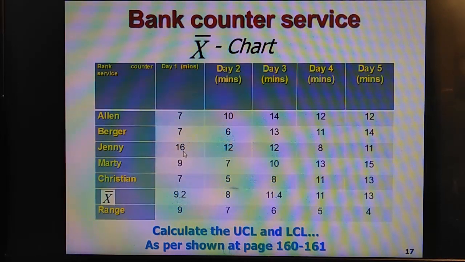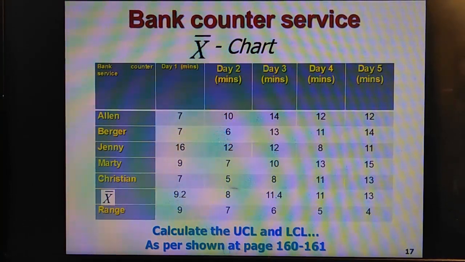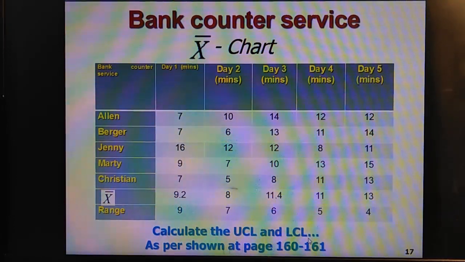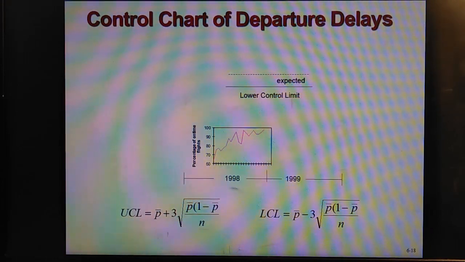And to test your understanding, it's good if you could calculate this table metrics and calculate the upper control limit and lower control limit as per the guideline sample shown in pages 160 until 161. So I expect you to run the calculation and let me know what the upper control limit and lower control limit are. This is a P chart. We are not focusing or putting our time on the P chart.